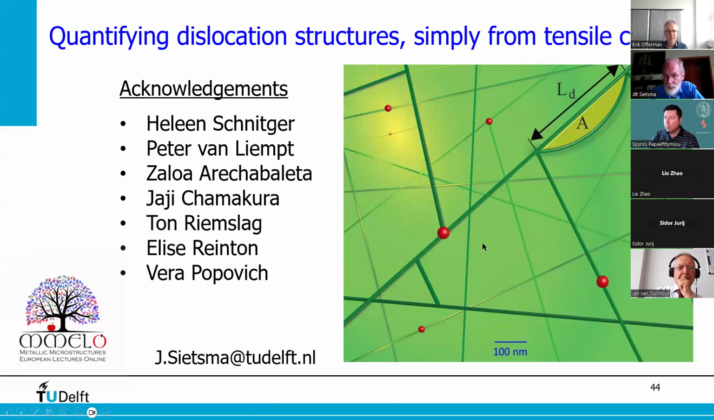Well, that's about it. That's the story of how to determine dislocation structure parameters from pre-yield measurements, from the very first part of the tensile curve, and acknowledgement, of course, to PhD students, master students, technicians, colleagues that contributed to this.